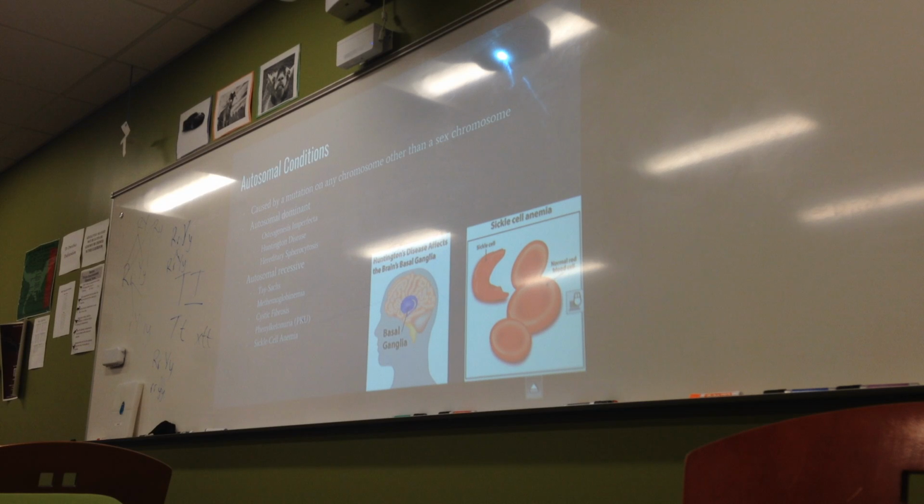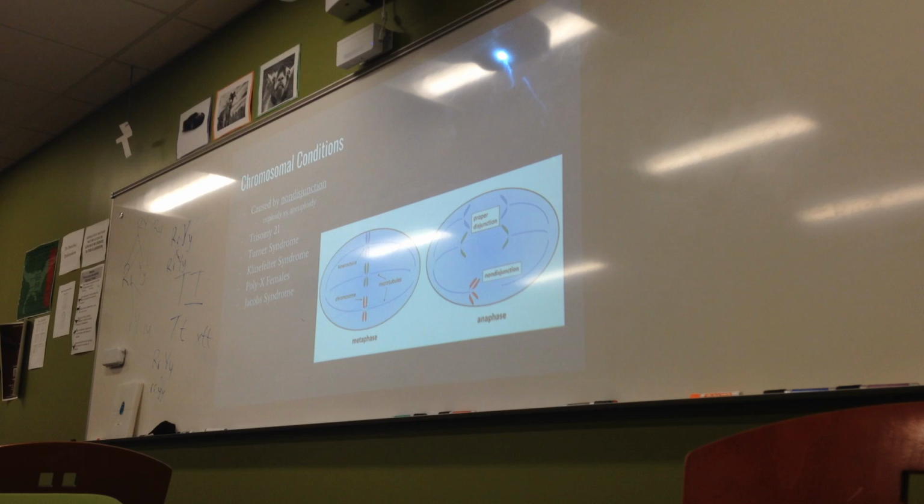Okay, some autosomal conditions, these are genetic disorders, ones that you could use as examples. Huntington's disease is dominant. Some that are autosomal recessive are Tay-Sachs, cystic fibrosis, PKU, and sickle cell anemia. Just have a couple on hand as disorder examples.